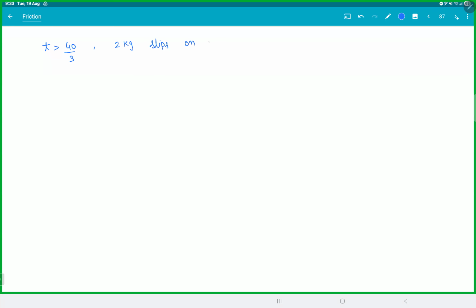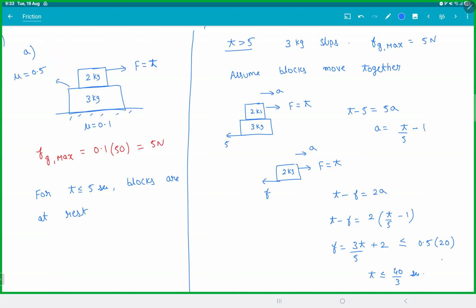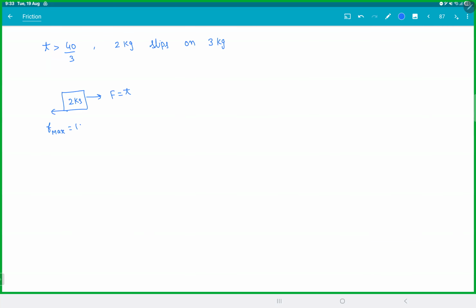Now imagine if I kept mu k also here, it would have been more messed. But you know how to handle that also. That means that friction has become maximum. So for the 2 kg block, F is equal to T. This friction has become maximum, which is 0.5 into 20, that's 10.